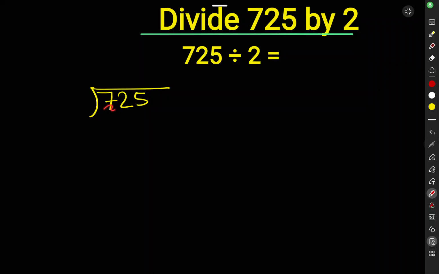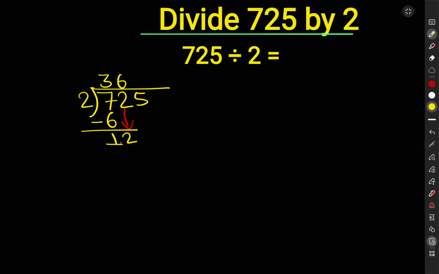We divide 725 by 2 in long division method. So 2 times 3 is 6. On subtracting we get 1. So now we put down these 2 and it is 12.